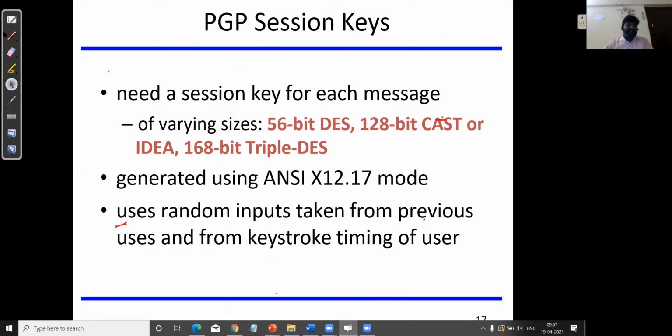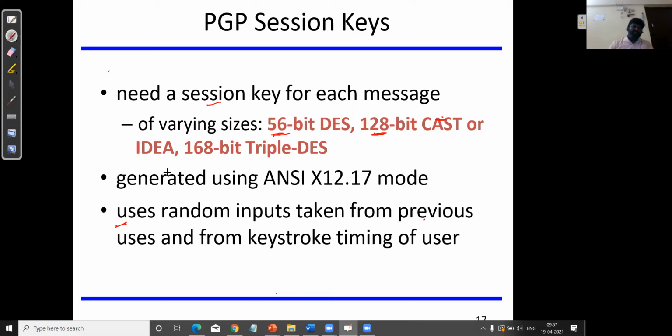Next, we'll discuss the PGP session keys. I was talking about how, if we want to achieve confidentiality, you can use session keys. This session key can vary in size. Suppose you are using DES, you can use a 56-bit key, and if you are using IDEA, a 128-bit key, so that supports the CAST or IDEA algorithm.